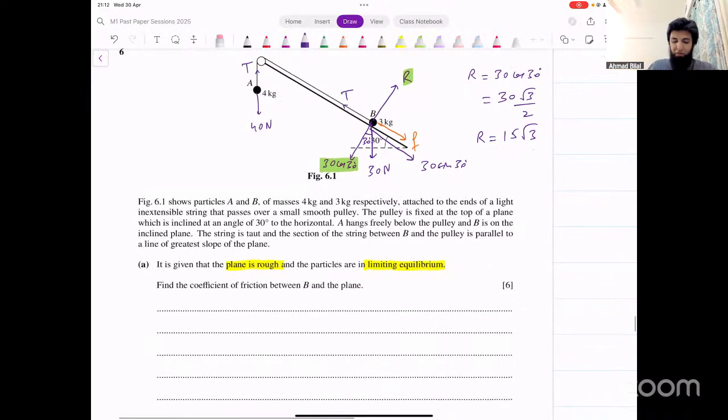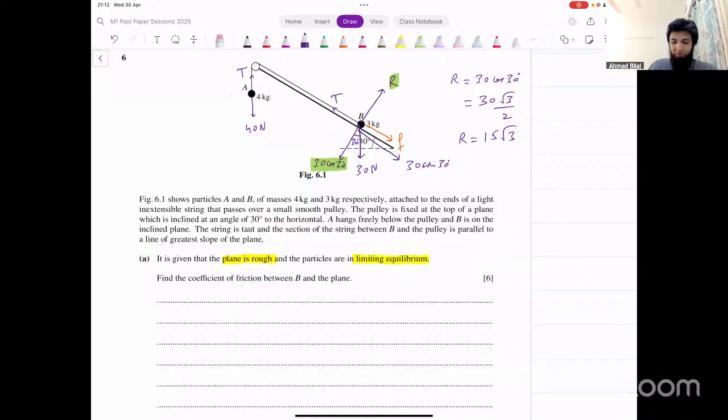And now we can use Newton's second law of motion on both of these objects one by one. A is about to move in the downward direction. Sorry, it's limiting equilibrium. It's not moving. So we just equate the opposite forces for both of those objects. We don't have to use Newton's second law of motion because it's not moving. Just equate the opposite forces for A. We just have T equal to 40 Newton.